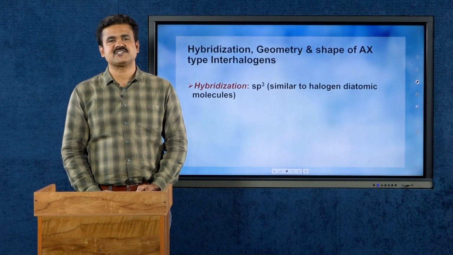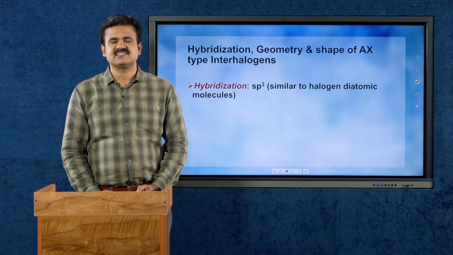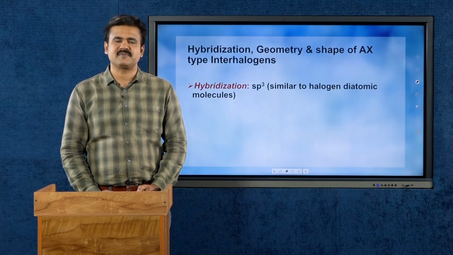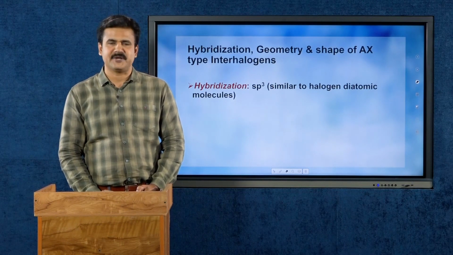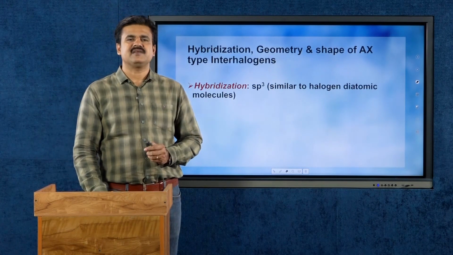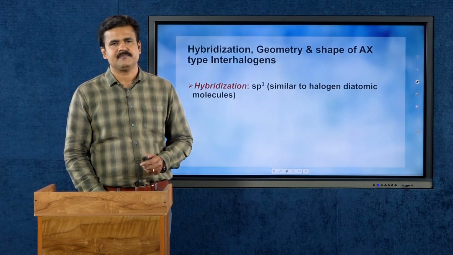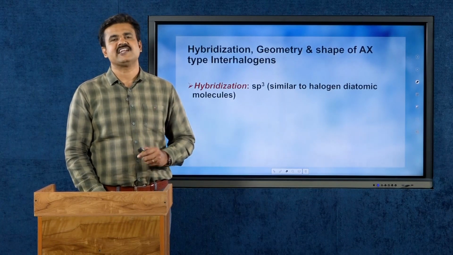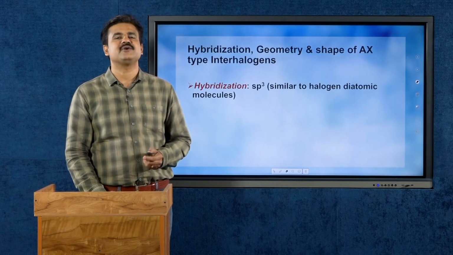We know that expression, hybridization is equal to half into V plus M plus or minus C plus A, where V represents the number of valence electrons around the central atom, M represents monovalent atom, C represents cationic charge and A represents anionic charge. It should be noted that here the central atom is A. It is associated with 7 valence electrons since it is a halogen. X is the one and only monovalent atom present there. Since it is having no charge, cationic charge as well as anionic charge is equal to 0.